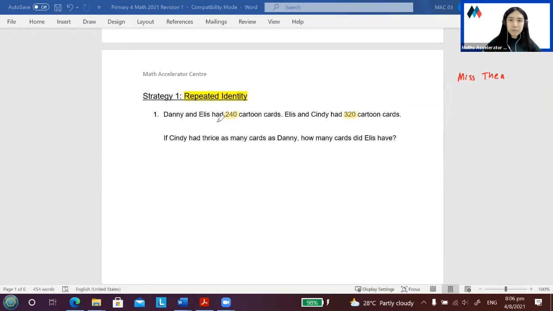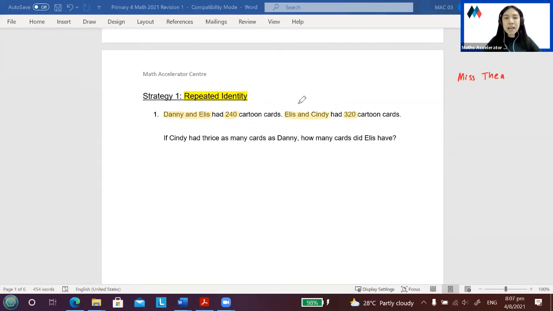That's correct. So next, you want to highlight your identities. This is called repeated identity. What are our identities? Your identities usually are what your numbers belong to. Here, the identities are people. Your 240 cartoon cards belong to Danny and Alice. So this is your first pair of identities. Second, you have Alice and Cindy. This is your second pair of identities.